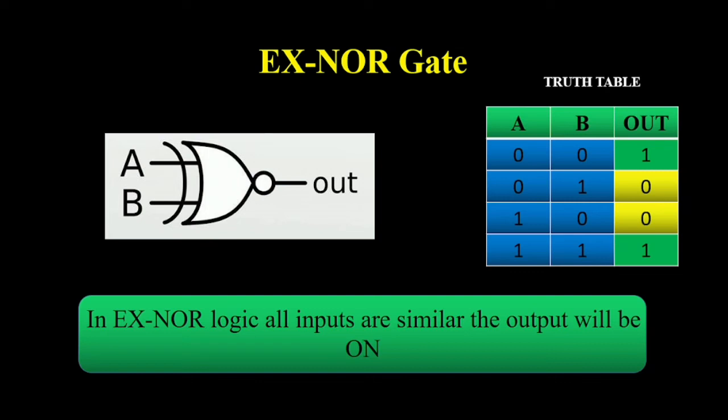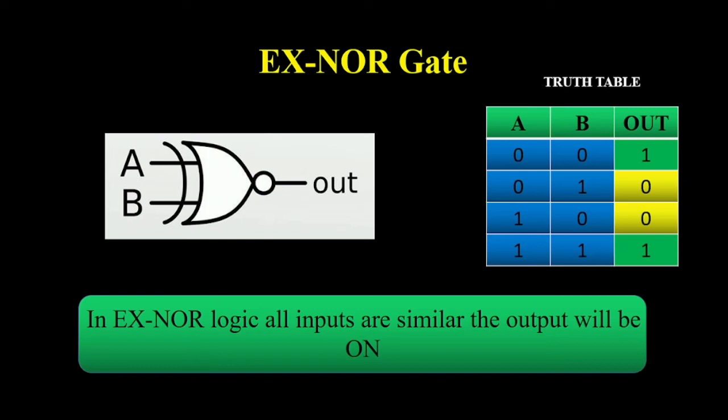Or if the two inputs are 0 and 1, the output will be 0. Or if the two inputs are 1 and 0, the output will be 0. And if the two inputs are 1 and 1, the output will be 1. Hope by observing this you got that if all the inputs are similar, we will get an on output, or otherwise we will get off as an output.